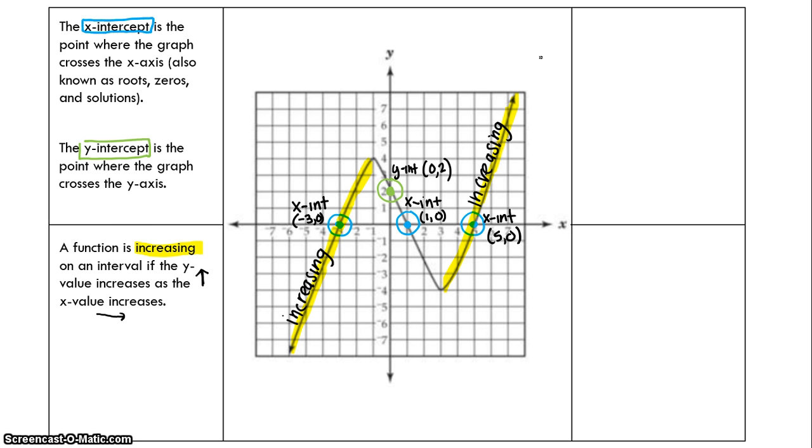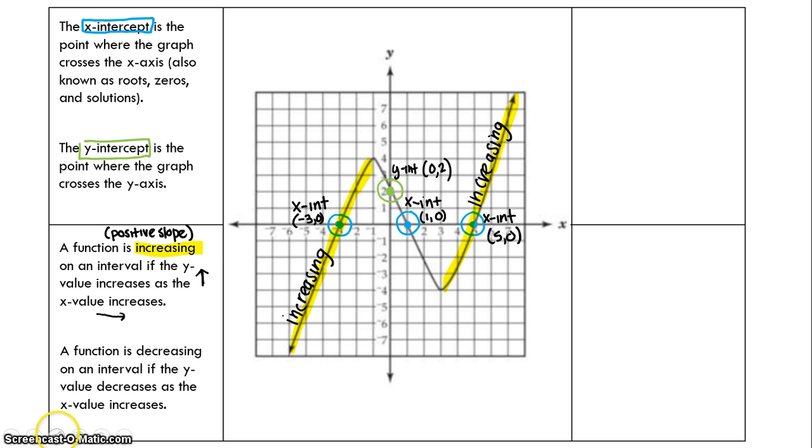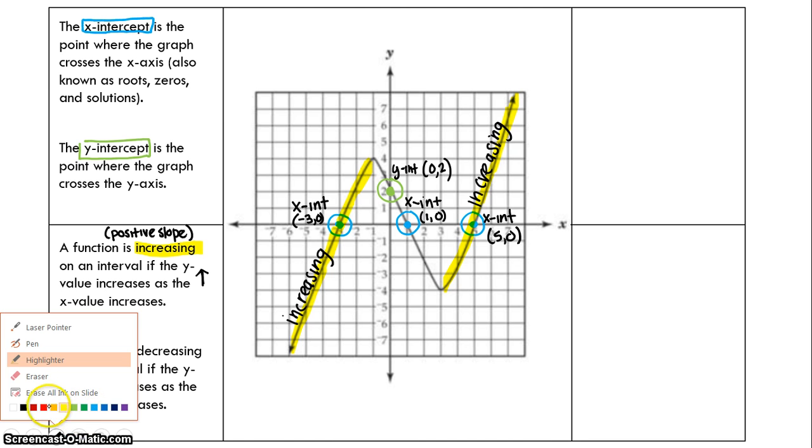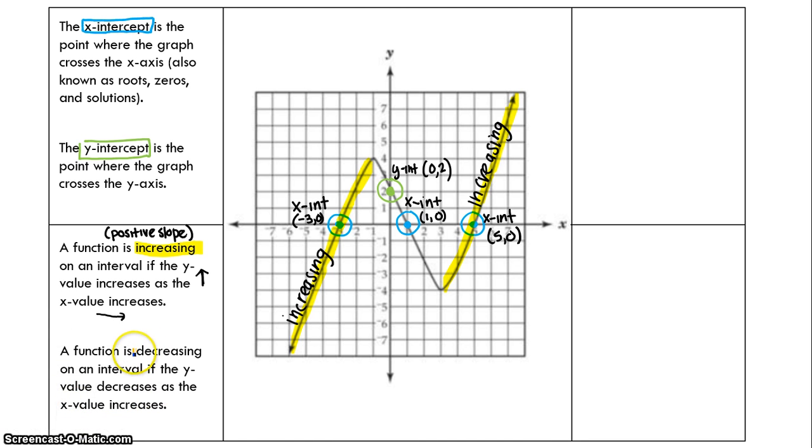You can also think of the increasing section as something we've seen before. Even though it's not a straight line, you can think of it like having a positive slope. A positive slope is an increasing function. So then that means a decreasing function. I'm going to change my highlighter, and we'll go with an orange here.